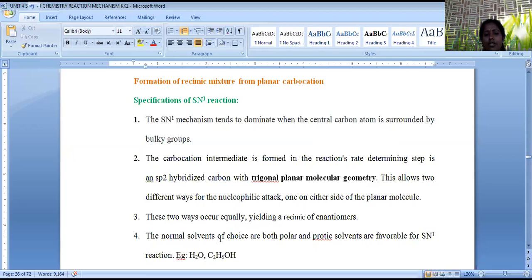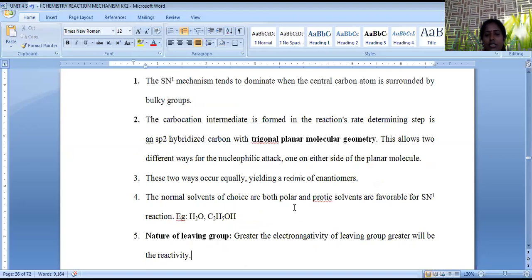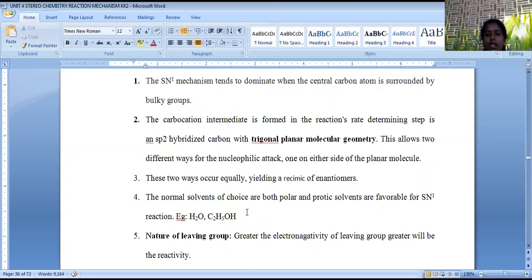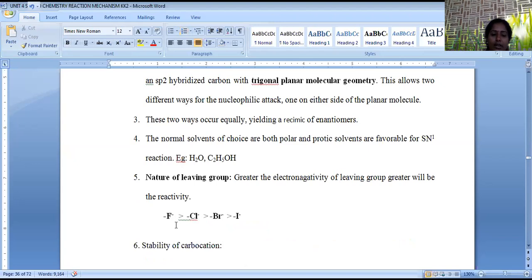Another important specification in the SN1 reaction is that protic solvents favor SN1 reaction, that is water and ethanol. Because the reaction proceeds by carbocation formation, which is an ionic mechanism, ionic solvents are required. Nature of leaving group: the better the leaving group, the greater the reactivity, hence the order is fluoro to chloro, chloro to bromo, bromo to iodo gradually decreases. This is the nature of leaving group towards SN1 reaction.